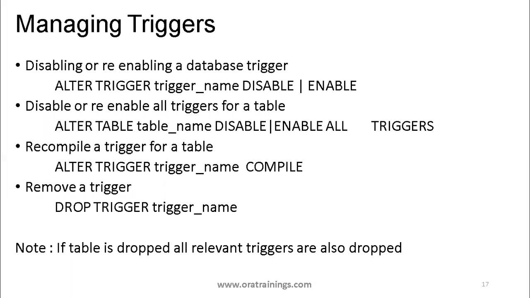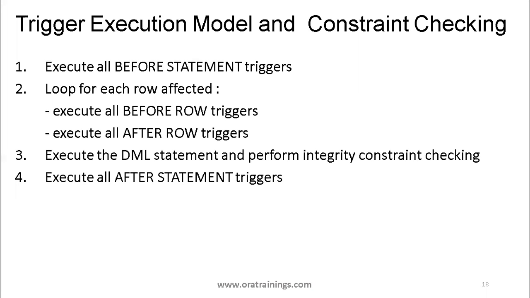And one important notice: let us say your table has a set of triggers, if the table is dropped, all the dependent triggers on the table simply will get dropped. Okay, now how does the trigger execute? It follows a set of steps. Okay, first of all it will consider the before statement logic, and then the before row logic, then the after row logic, then the DML statement, and the after statement triggers. Okay.